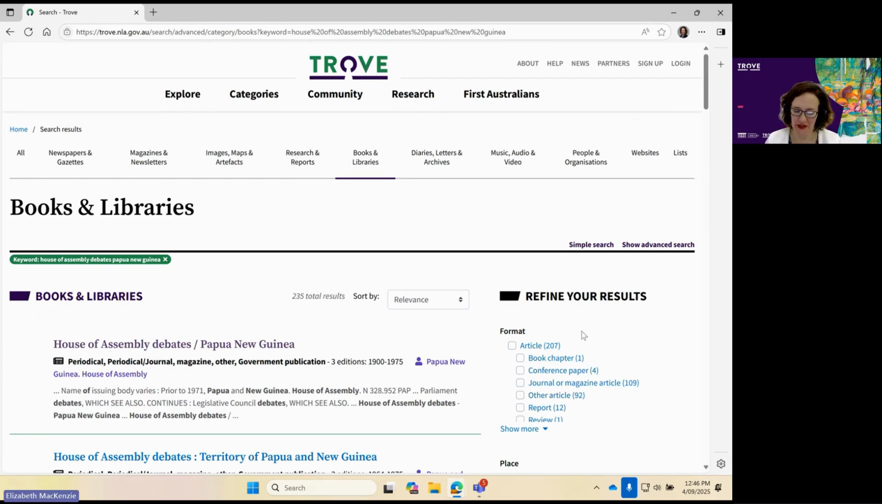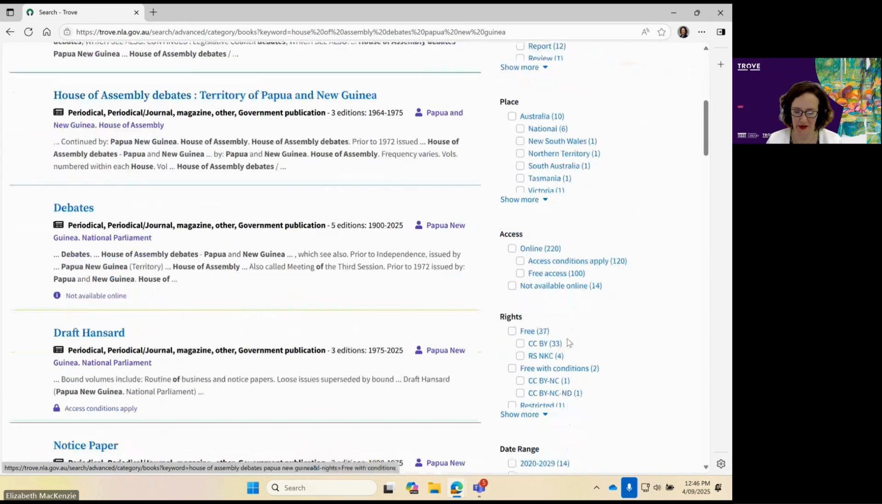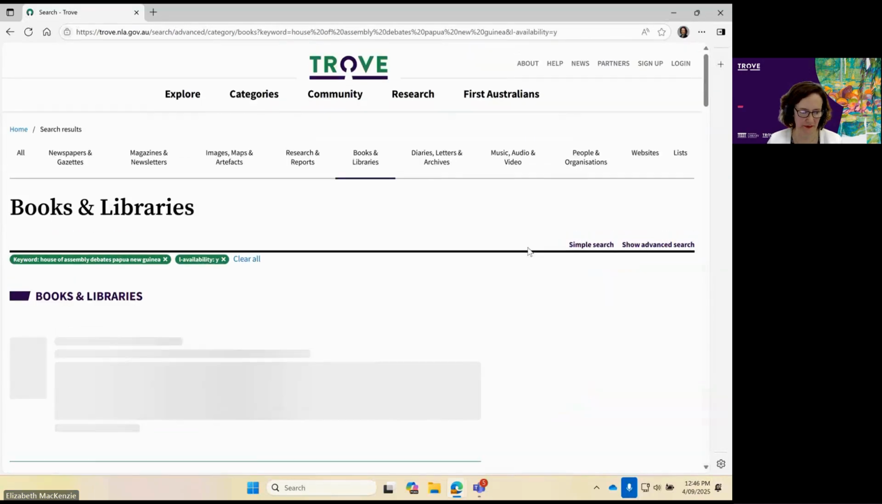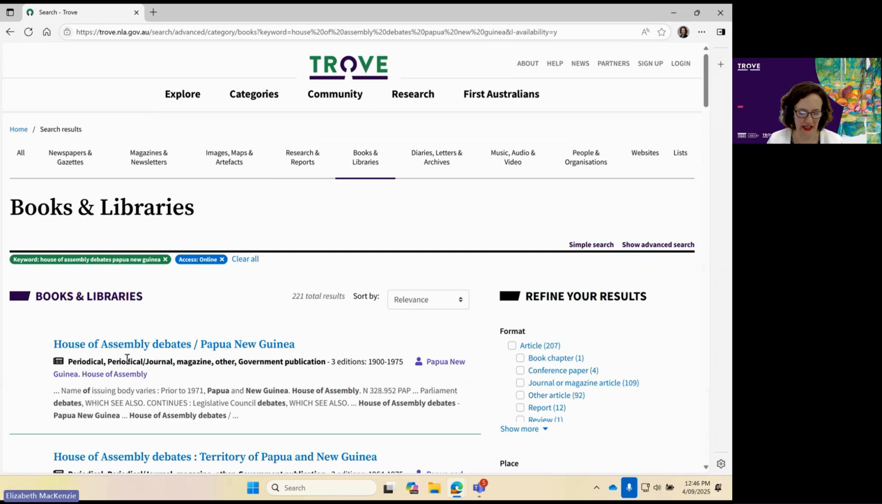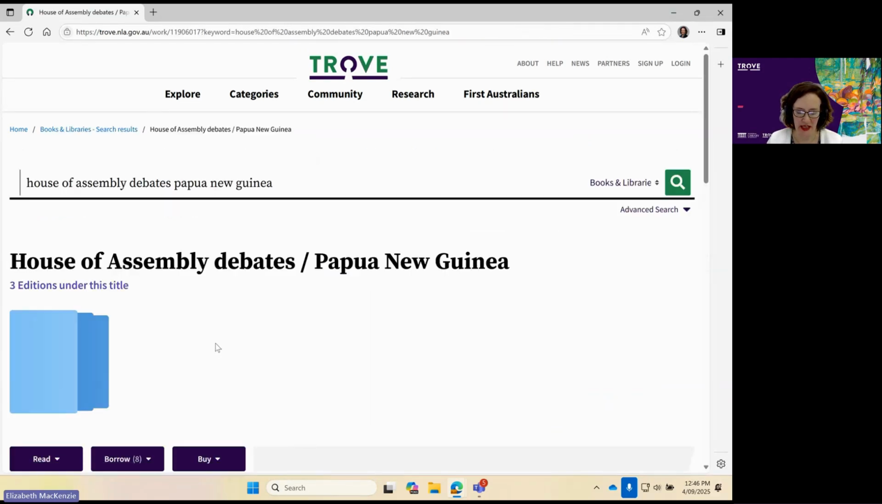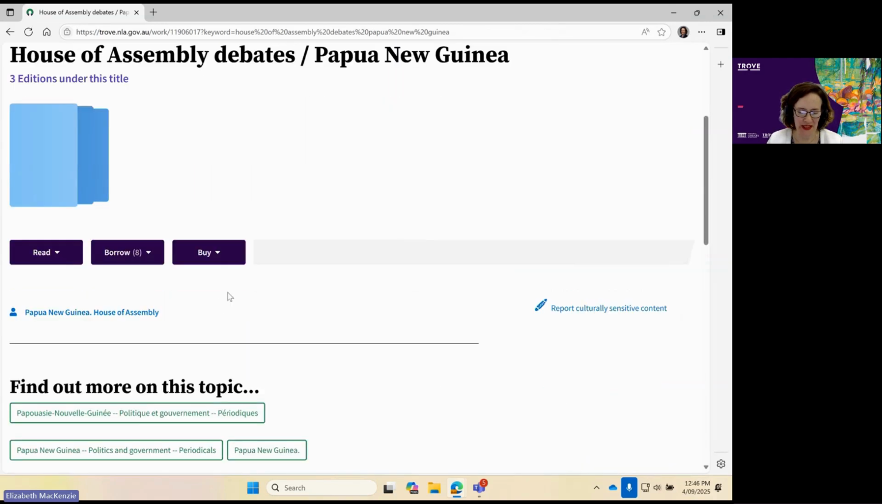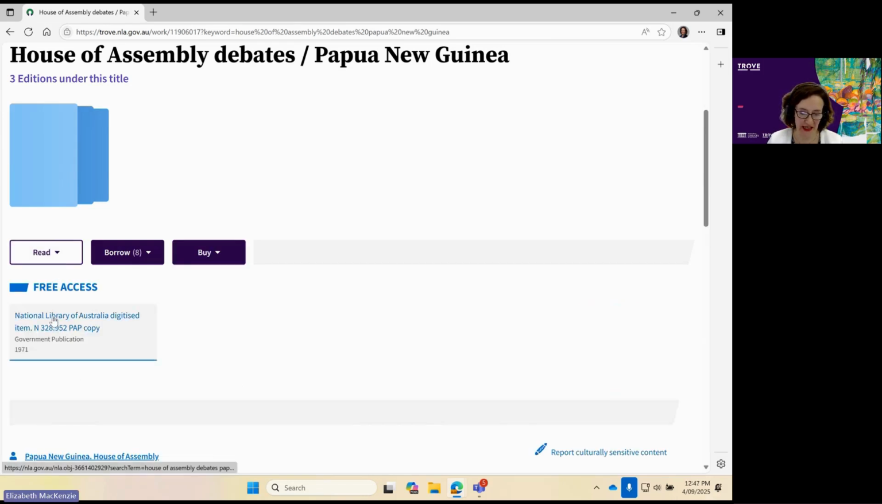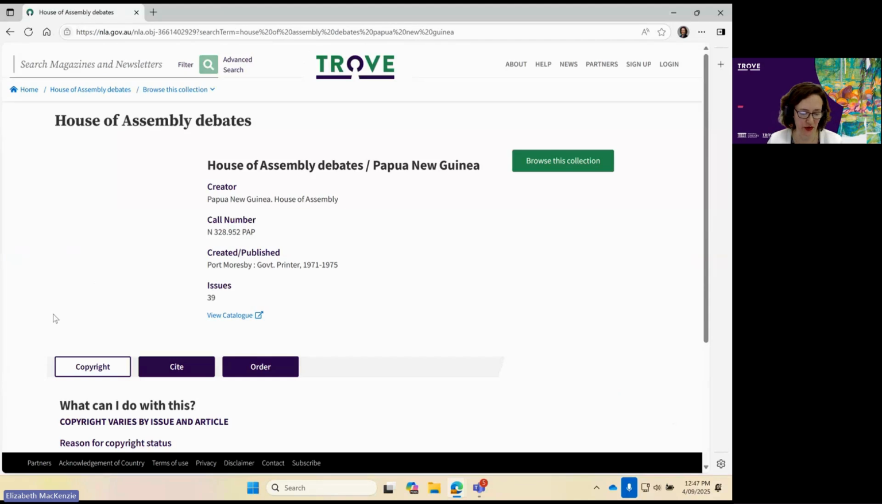We are also going to use the filters down here on the right and limit it to content that is available online. And here we find the House of Assembly debates. If we click on the title, we can see we've got a read option, a borrow option, and a buy option. We want to read it online, so we're going to click on read and then click on the Trove link through to the item.